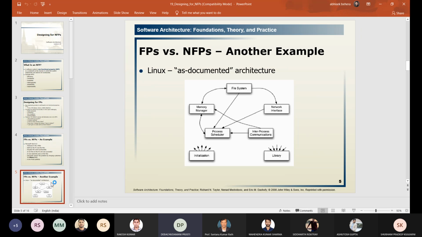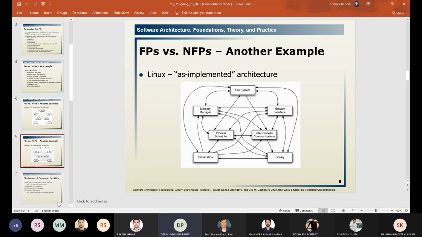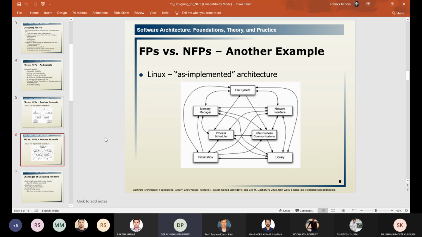What functional properties and non-functional properties do we have? Now here it is implemented. The previous one was as documented, and the next one is as implemented, just like the prescriptive and descriptive. Just remember the previous architectures, prescriptive architecture and descriptive architecture. Prescriptive means as documented, descriptive means as implemented architecture.